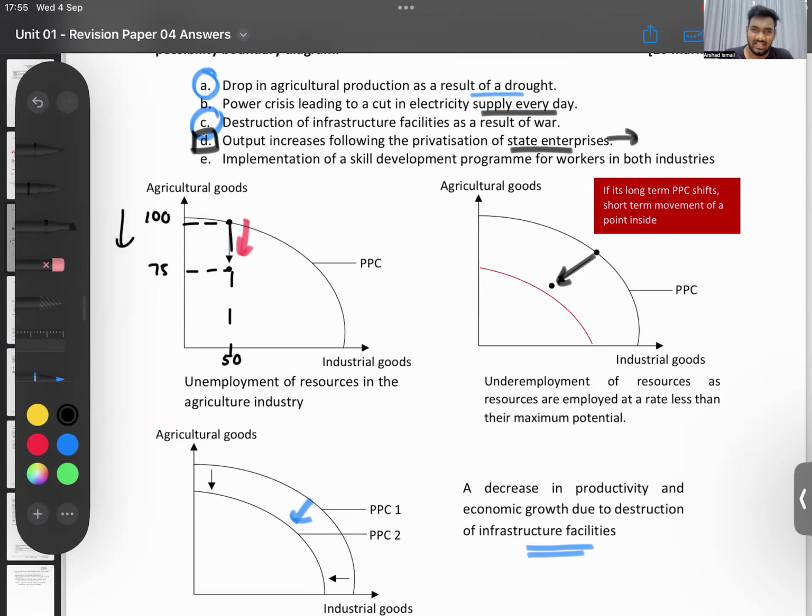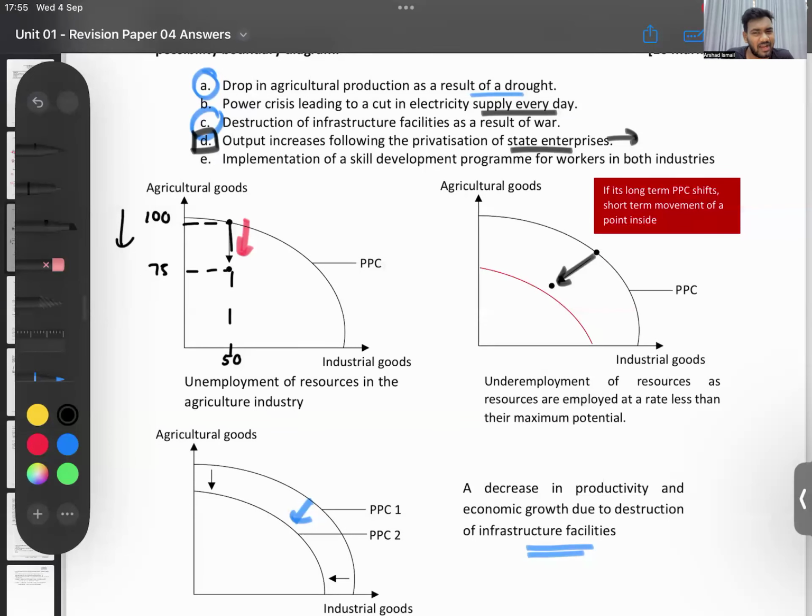Or let's say the SLTB, Sri Lanka Transport Board. Let's say they privatized. What's going to happen? Privatized means the government-owned business is now sold to the private sector. Now the private sector owns the SLTB and runs it. What's going to happen now? What do you think happens to productivity?